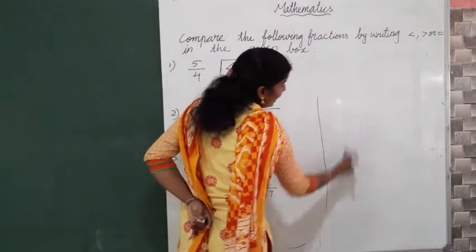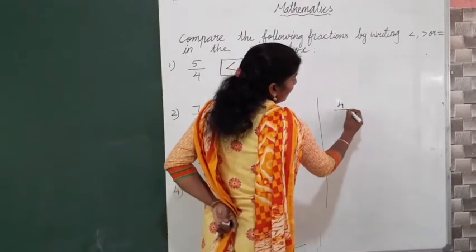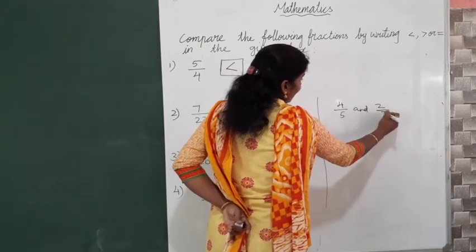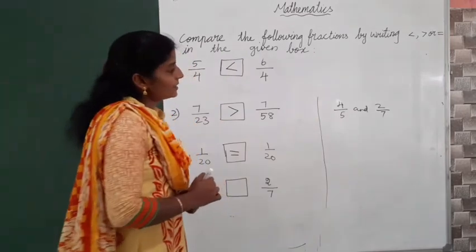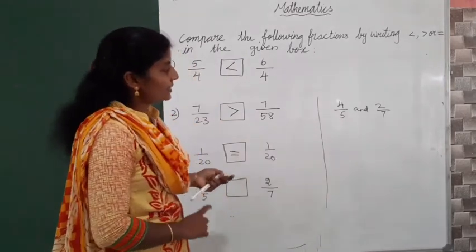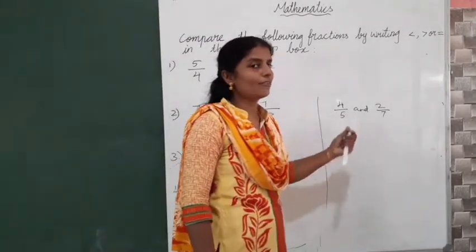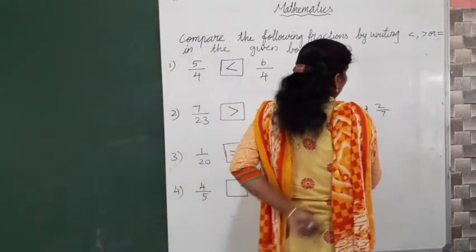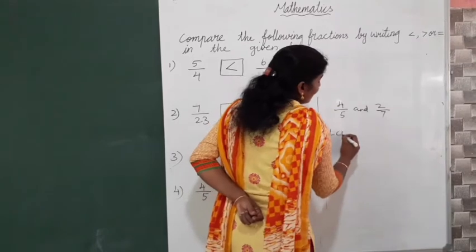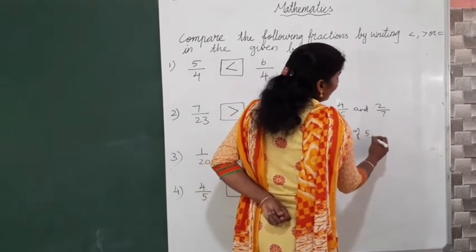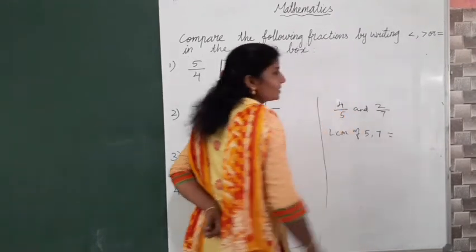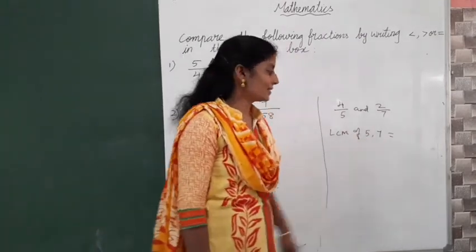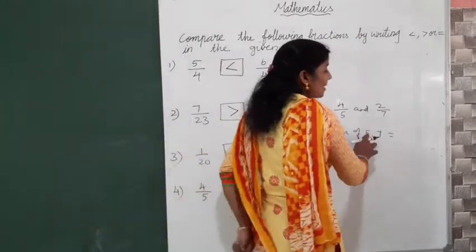4 by 5 and 2 by 7. We need the same denominator, so we can take the LCM of 5 and 7. Okay, LCM of 5 and 7. 7 and 5 are prime numbers, so we multiply them; that is the LCM.